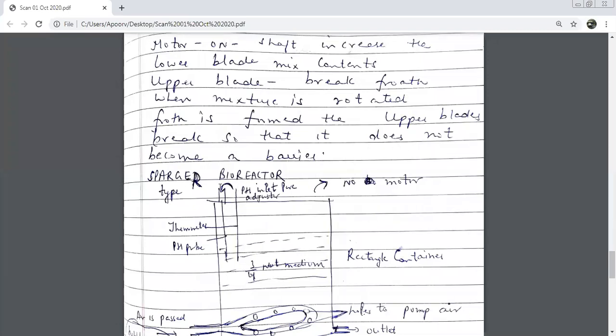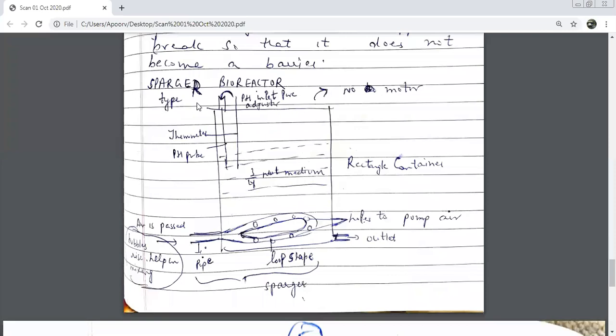Which is the second kind of bioreactor? This one. Sparged. This shape is what we call as a sparger. It's a pipe and then a loop shaped with holes to pump the air. From here, we will introduce the air. Bubbles will rise from here. When they'll pass from these pores, bubbles will rise. These bubbles will help in mixing.